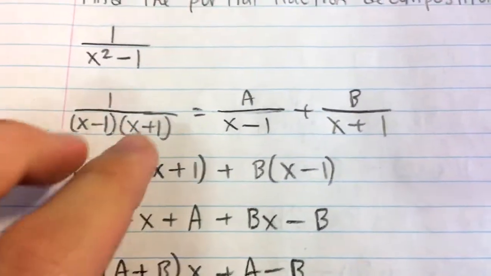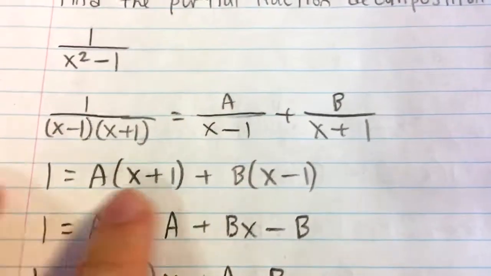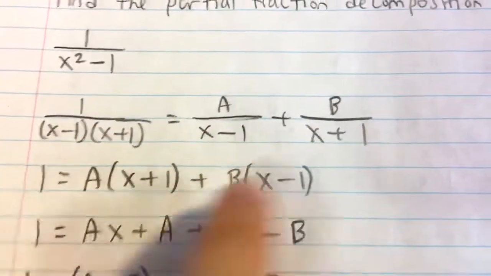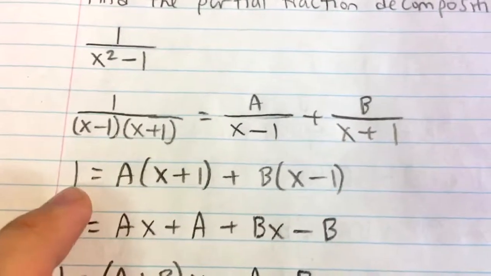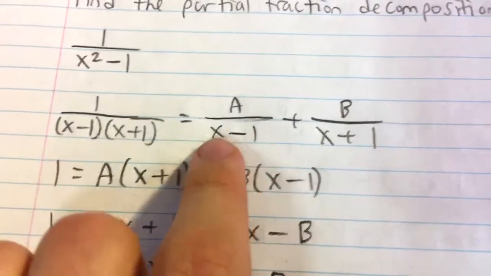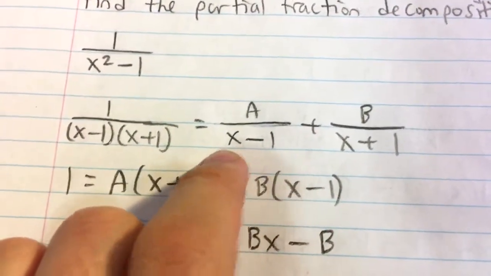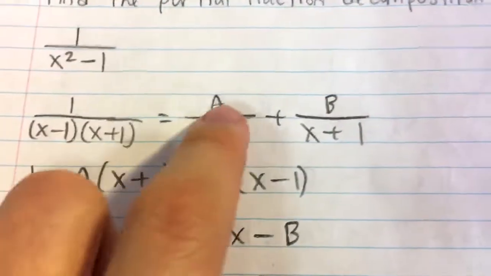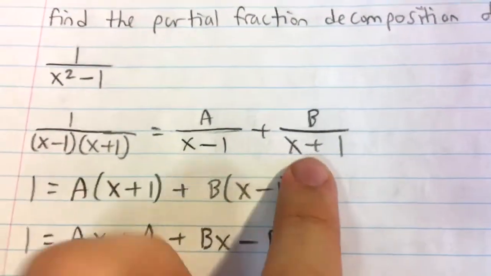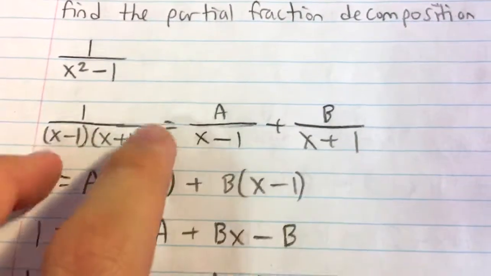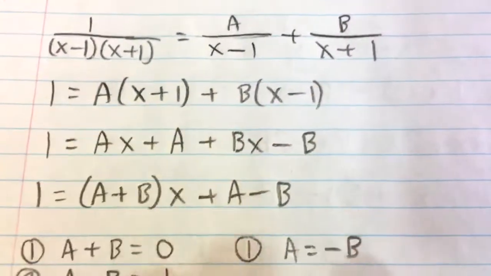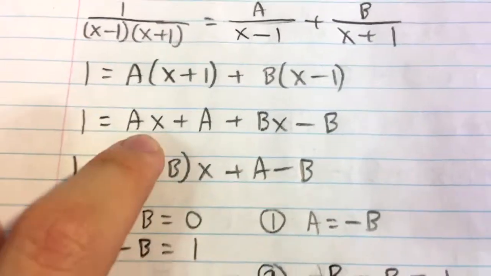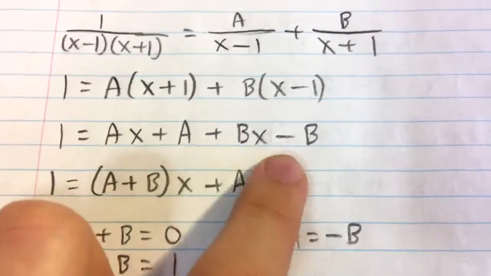And to do that, we're going to multiply both sides of the equation. In other words, multiply all three terms by this entire denominator in order to cancel it out. So I have 1 on the left side. For this term, x minus 1 is going to cancel out, but x plus 1 is going to be multiplied by a. And over here, we have x plus 1 is going to cancel out, but x minus 1 is going to be multiplied by b. And so we're going to distribute the a and b. So we get ax plus bx minus b.